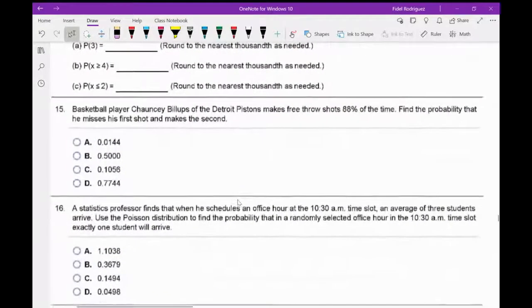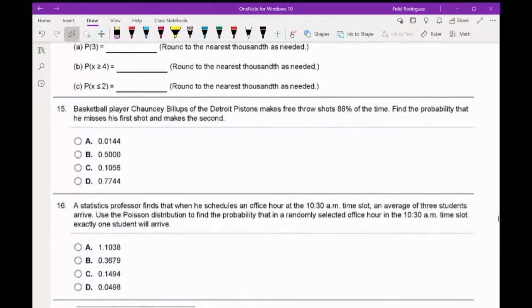Okay. So, guys, number 15 here says, basketball player Chauncey Billups of the Detroit Pistons makes free throw shots 88% of the time. Find the probability that he misses the first shot and makes the second. Excellent. Okay, so guys, one thing I told you is that, remember, you can use your formula sheet.